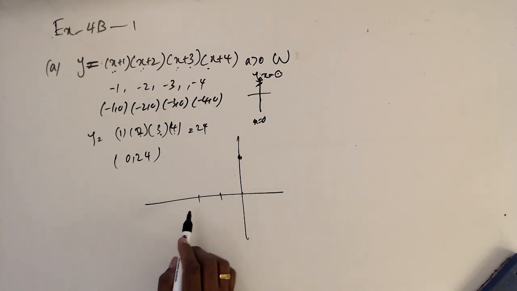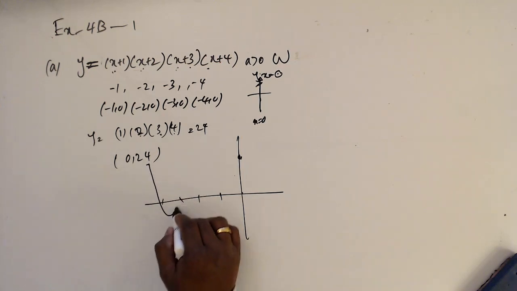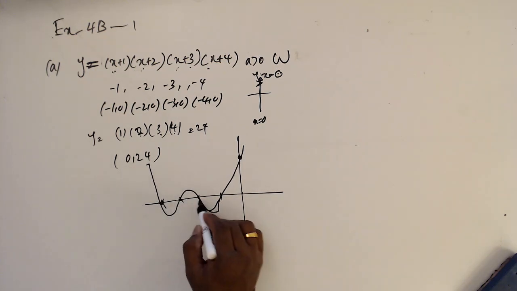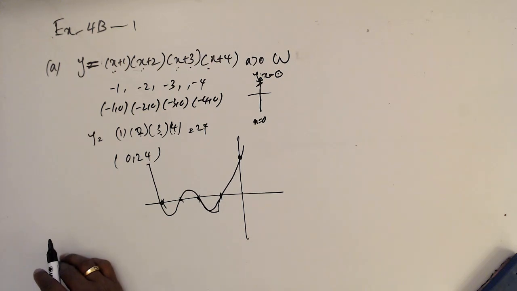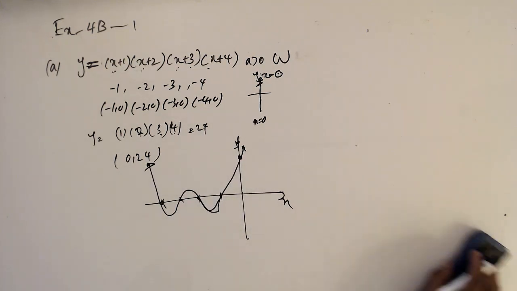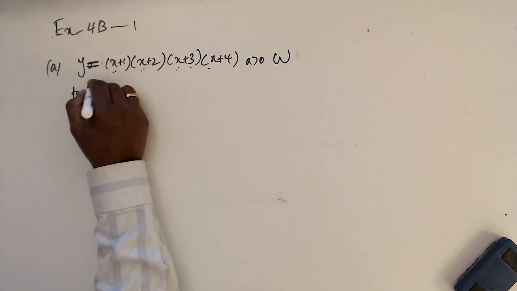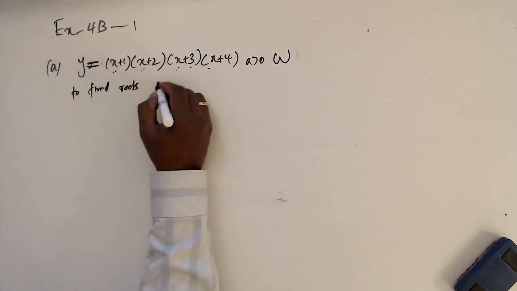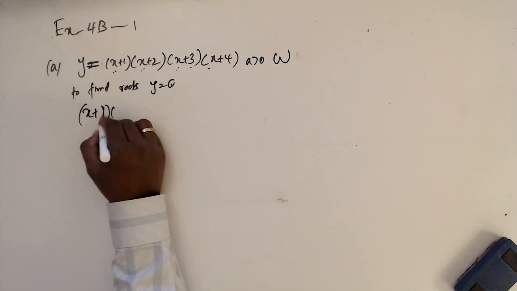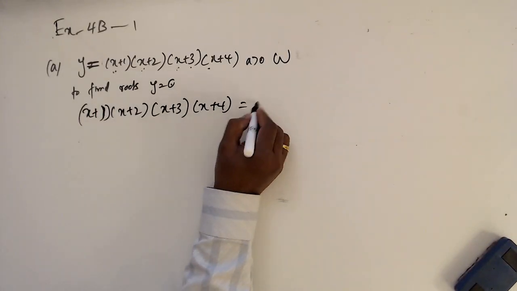-1, -2, -3, -4. So I'm expecting this kind of graph. I get an idea before doing it properly. We'll do it now. To find roots, we want to make y equal 0, then x plus 1, x plus 2, x plus 3, and x plus 4 equal 0.